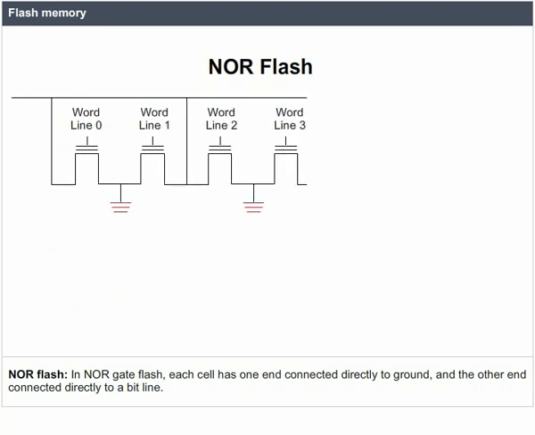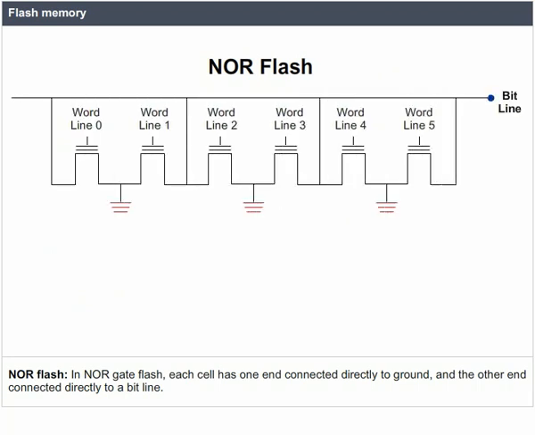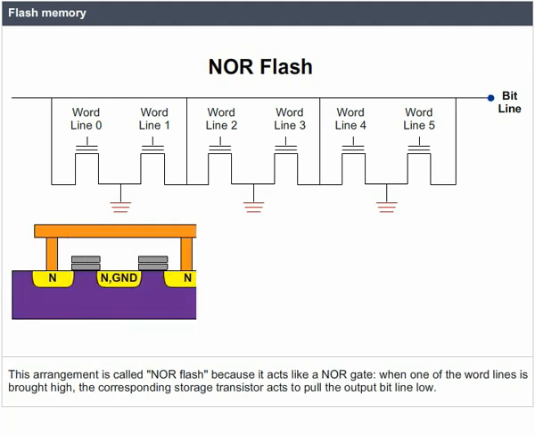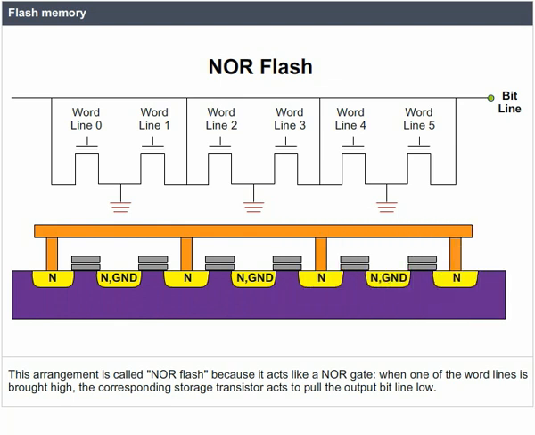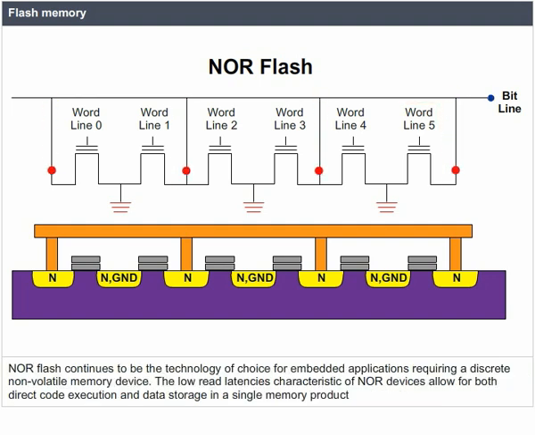NOR flash. In NOR gate flash, each cell has one end connected directly to ground and the other end connected directly to a bit line. This arrangement is called NOR flash because it acts like a NOR gate. When one of the word lines is brought high, the corresponding storage transistor acts to pull the output bit line low. NOR flash continues to be the technology of choice for embedded applications requiring a discrete non-volatile memory device.